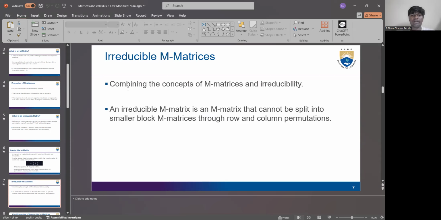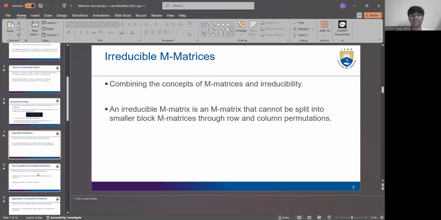Coming to irreducible M matrices, combining the concepts of M matrices and irreducibility as we talked about earlier, we can say that an irreducible M matrix is a matrix that cannot be split into smaller block M matrices through row and column permutations. Due to it not being reducible, this matrix cannot be split into smaller blocks through row and column permutations.